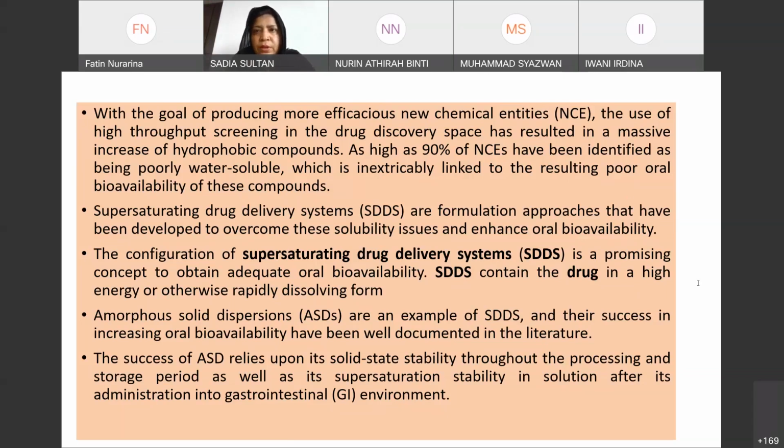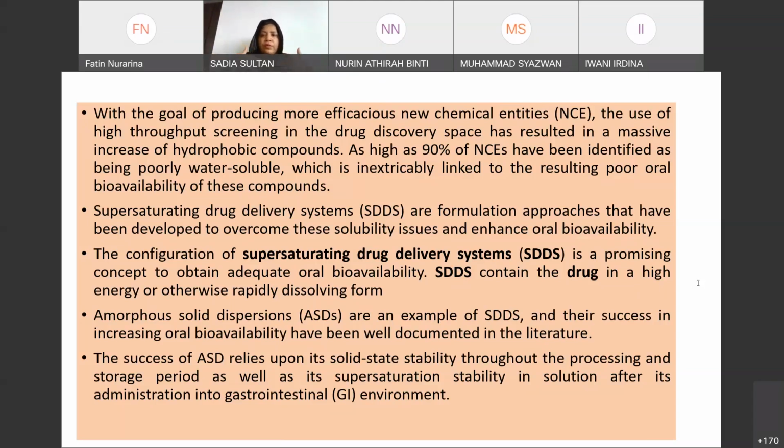So we have 90% of these new chemical entities identified as being poorly water soluble, right? If you discover a compound, and they are compounds, not drugs, we say compound, and they are not water soluble, no point, right? No point. Okay. And if they are not water soluble, they result in poor oral bioavailability.